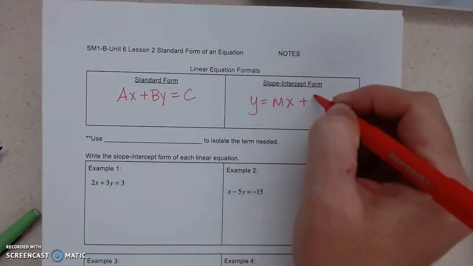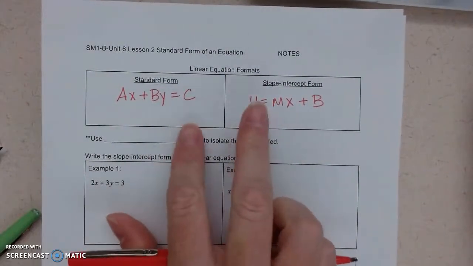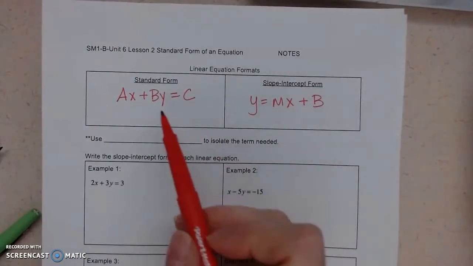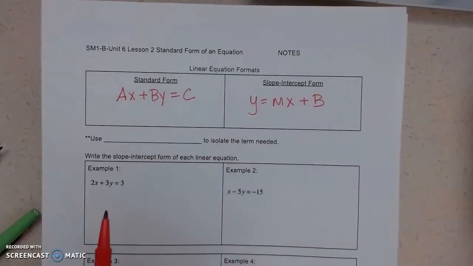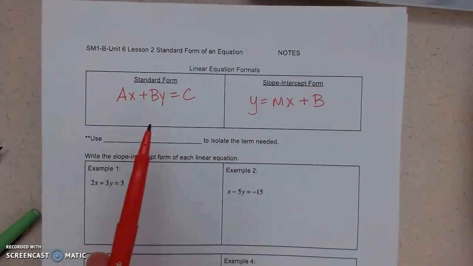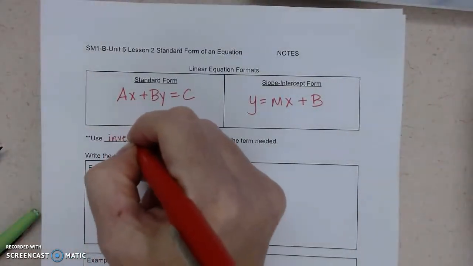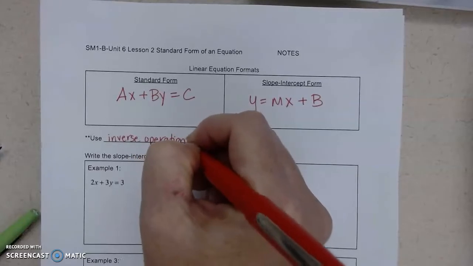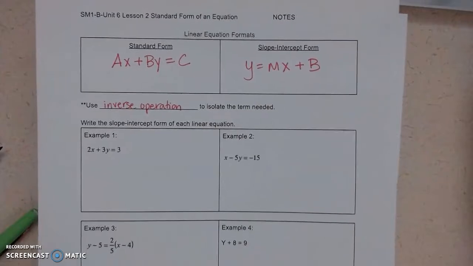Y equals mx plus b. So y is all by itself. Both forms have their uses, and we just need to know both of them. Sometimes you're going to be given standard form and they want you to turn it into slope-intercept form. In that case, we're going to use inverse operations to move the terms that are by the y and get them on the other side of the equal sign. So let's look at the first example.